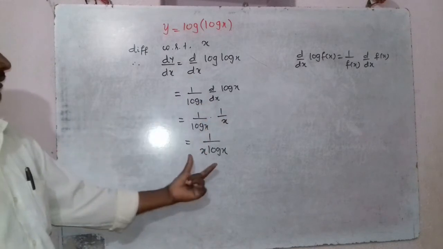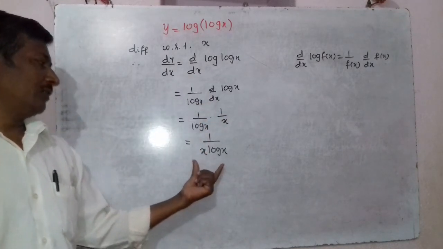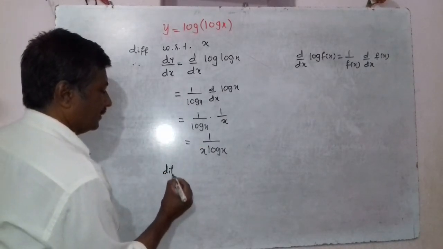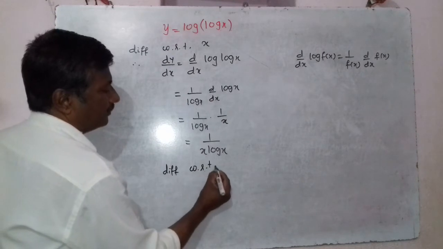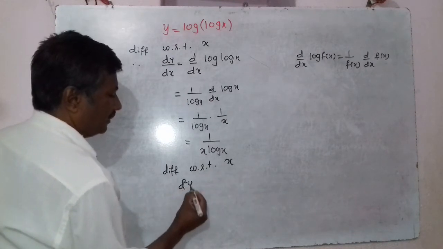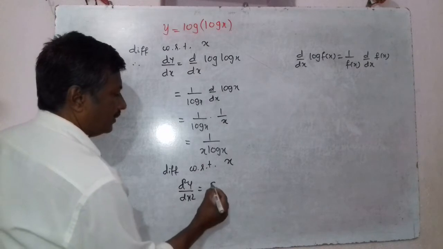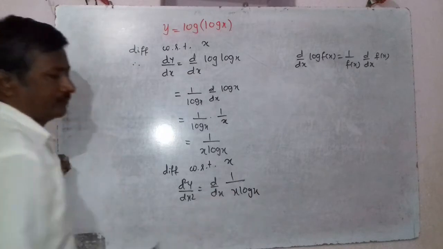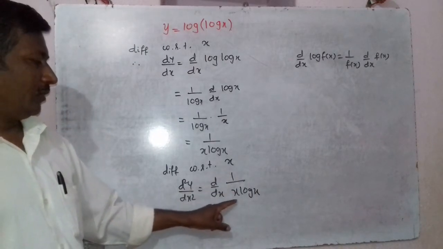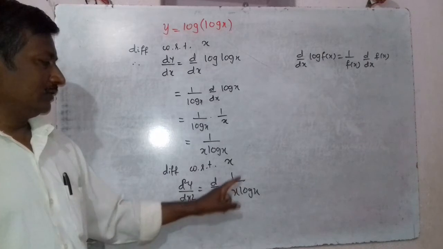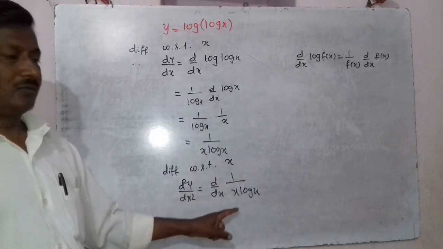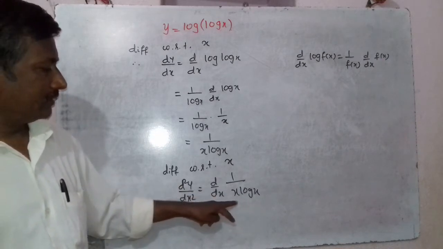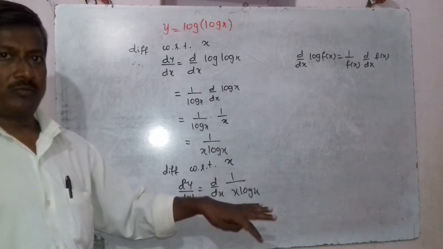Now we have to find the second derivative of this one. So again differentiate this one with respect to x: d square y by dx square equals dy dx of 1 upon x log x. Observe here, 1 upon x log x is in quotient form, so apply the quotient rule here. Quotient and product forms are both there.